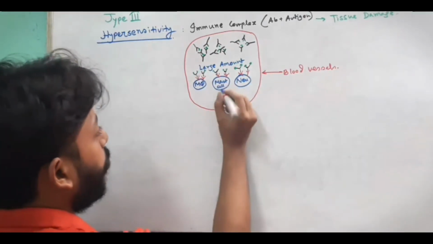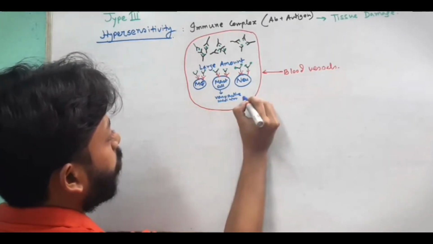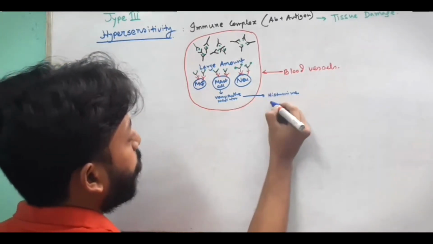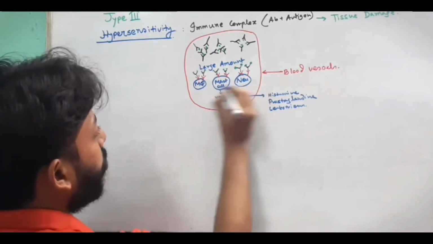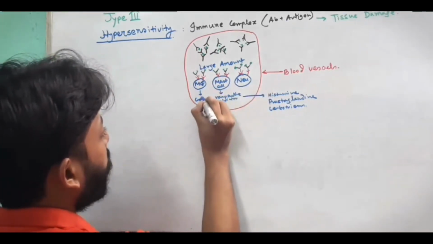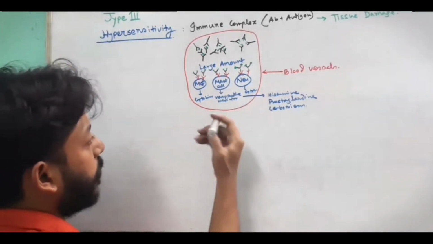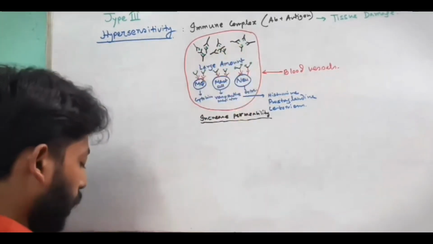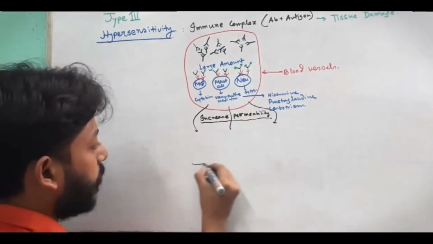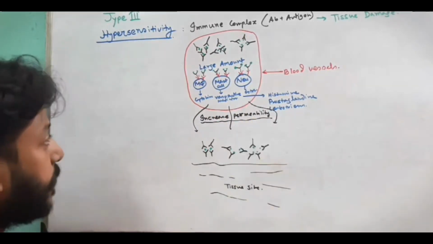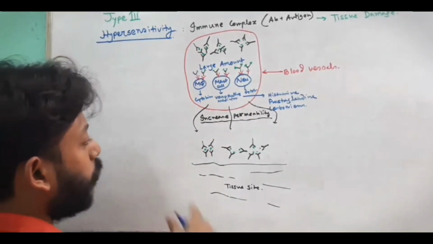Like mast cell can secrete vasoactive mediators. It could be histamine, it could be prostaglandin, it could be leukotrienes, and this neutrophil and macrophage secrete cytokine that actually increase the permeability of these blood vessels. Then this immune complex can come out from the blood vessels into the tissue site. Let's assume this is a tissue site. Not only that, many immune cells also reach this tissue site.